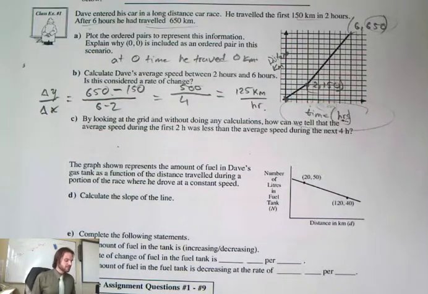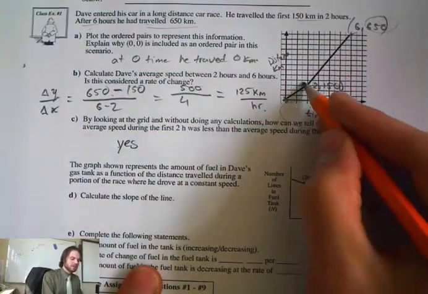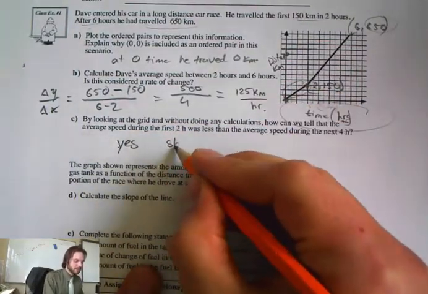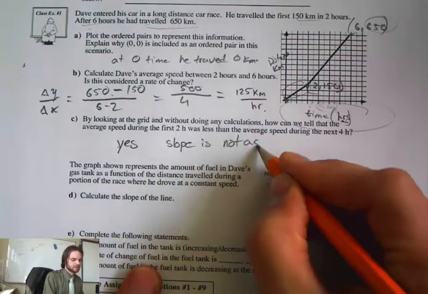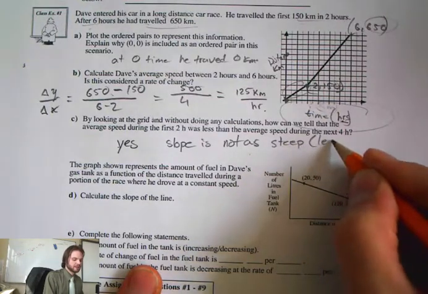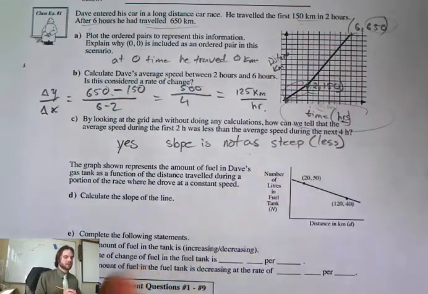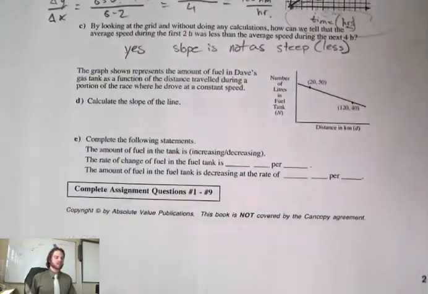Okay? Now, number C says, by looking at the grid and without doing any calculations, can we tell the average speed during the first 2 hours was less than the average speed in the second 2 hours? Well, yes, we can. Why? The slope is not as steep. Or it is less. Okay, the slope is not as steep or less. Okay, now let's take a look at the next one.